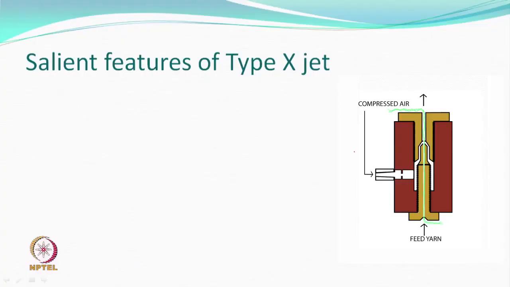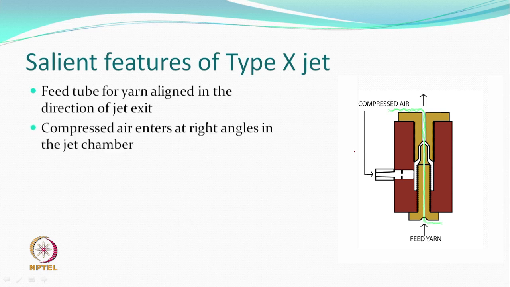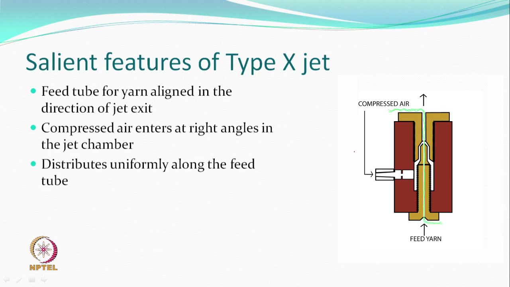What should be the angle of the feed tube, etcetera, was no more important. So, for this type 10 jet, the salient features were changed from type 9. The feed tube for the yarn was aligned in the direction of the jet exit, that is one change. The compressed air enters at right angles in the jet chamber, so there is this jet chamber. It distributes uniformly all along the feed tube, but converges. So, the overall volume through which it is going to enter is reduced, and so again velocity will increase, turbulence will increase, and so drag will increase, and hopefully all the entanglements etcetera would also increase.